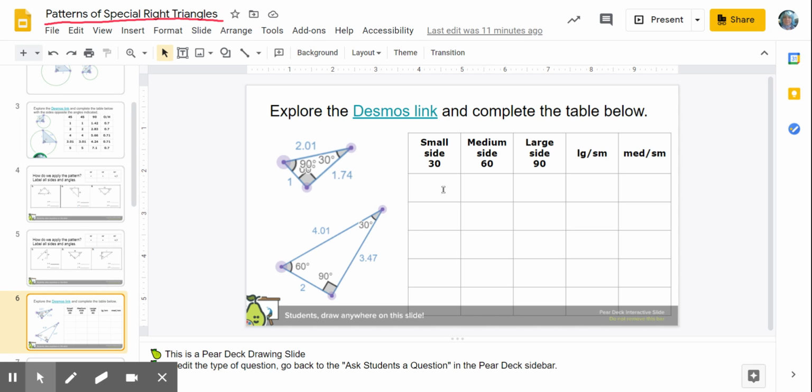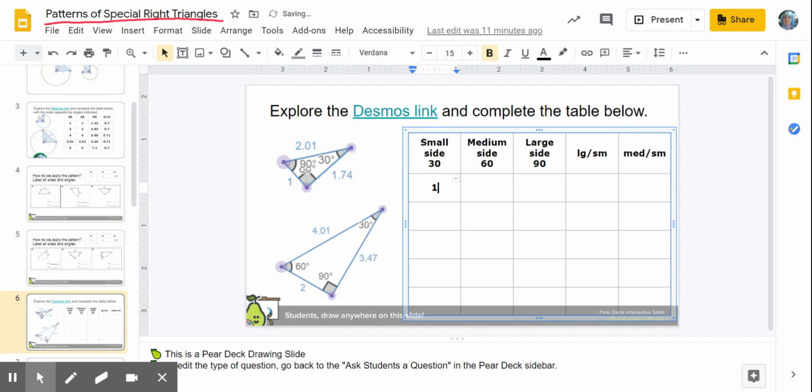So in my table, I'm going to do the small side, which is 1, and the medium side, which is 1.74, and the large side, which is 2.01. That's my small triangle, the 1, 1.74, and 2.01. And then I'm going to go down to my medium triangle, and I'm going to do 2. And the next one is 3.47, and the large one is 4.01.